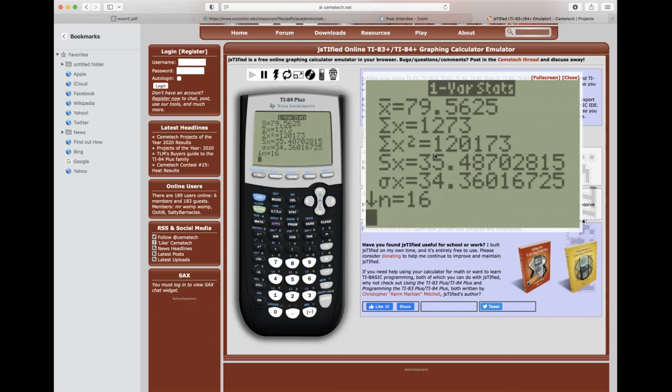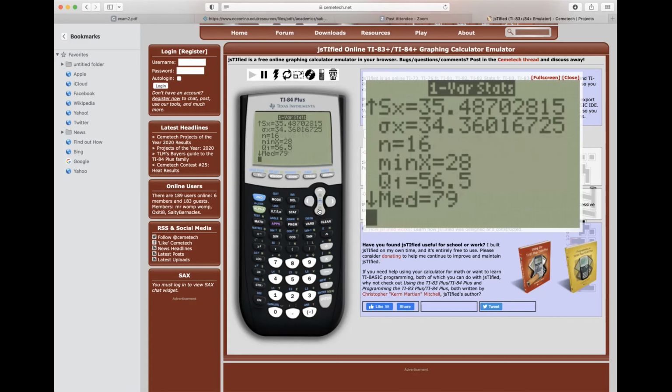Then we need to find the standard deviation. The standard deviation here is the sample standard deviation, which is Sx, and that's 35.5. And if I scroll down, I have the median, which is what they're looking for. The median is 79. So we have the standard deviation, the median, and the mean, and we just need to find the mode, which is the number that repeats the most, if there's such a number in this data.